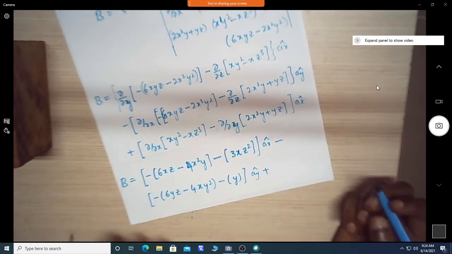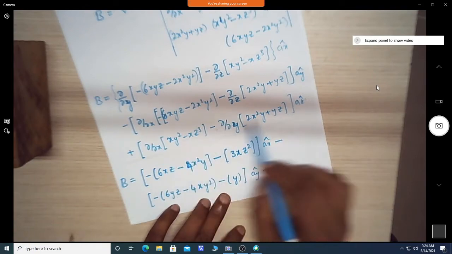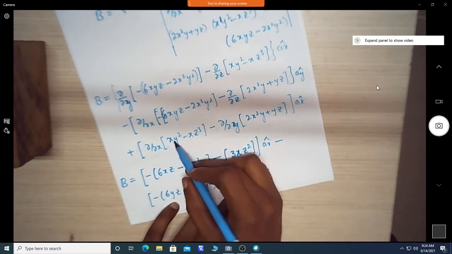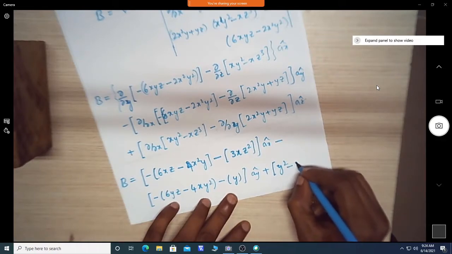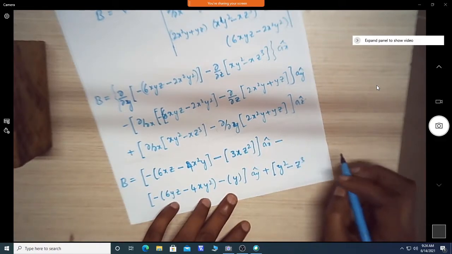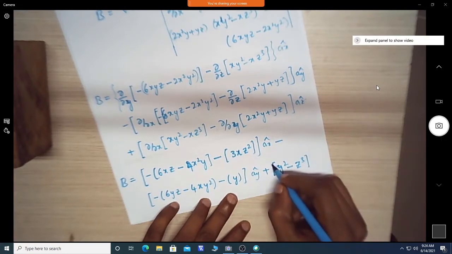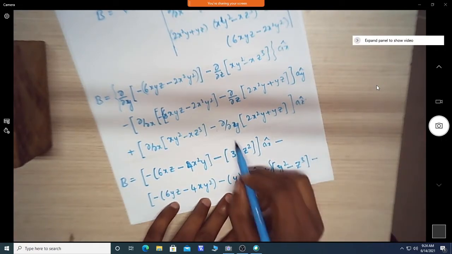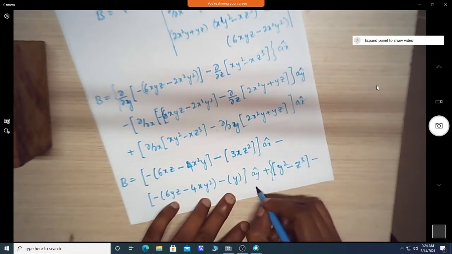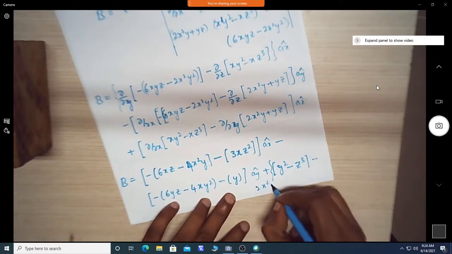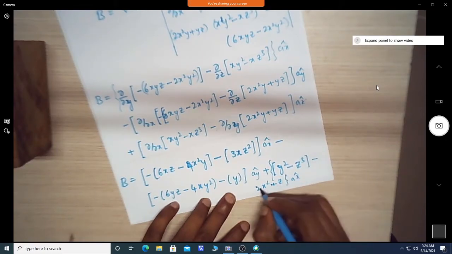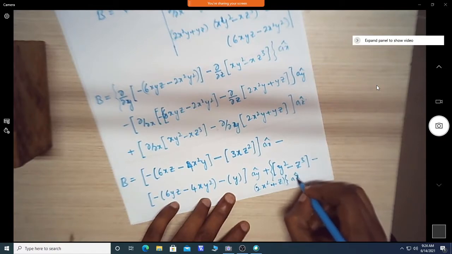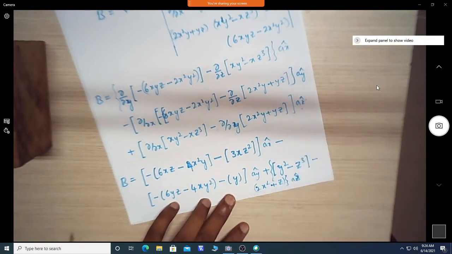Plus we have the third component, differentiate with respect to x, we are going to get y square minus z cube, okay. So minus, with respect to y, we are going to get 2x square plus z. So this is in the direction of az. This is the az component.